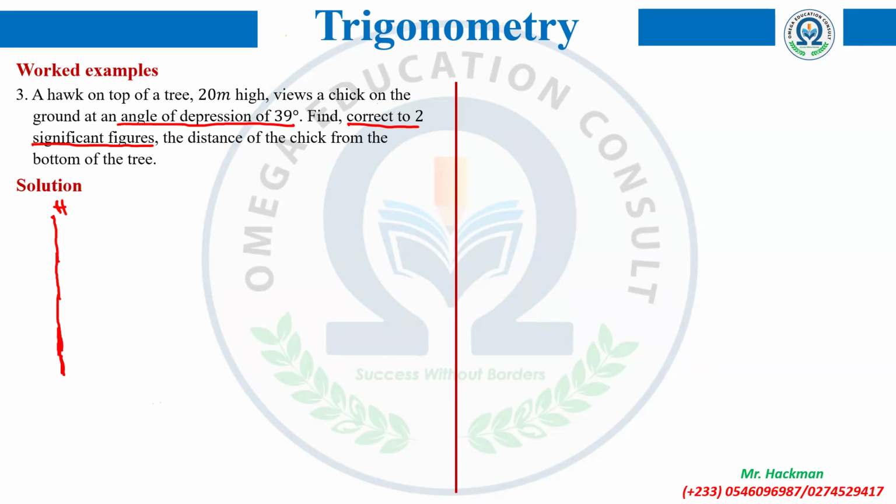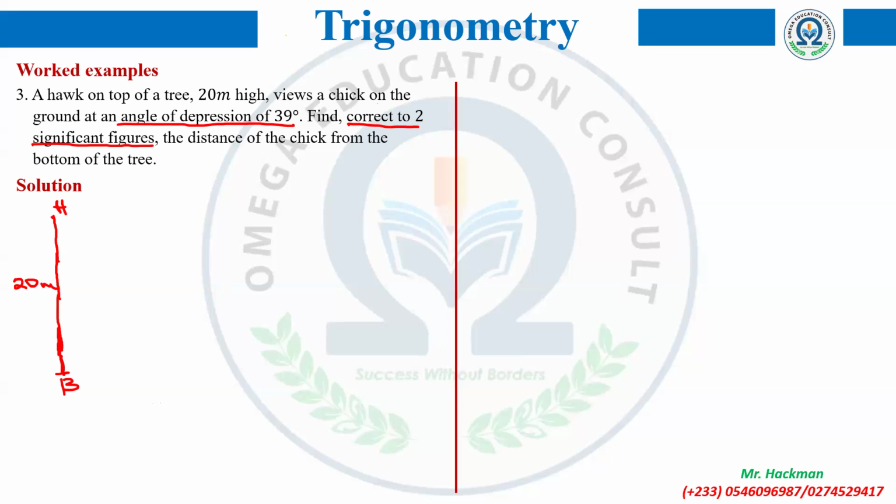So we have the top of the tree where the hawk is, and the bottom of the tree, maybe let me call it B. So B, the bottom of the tree. But we are told that the height of the tree is 20 meters. Do you agree? Yes, please.